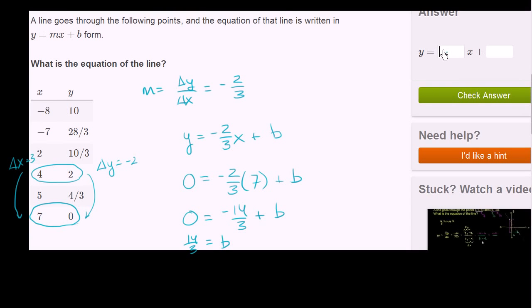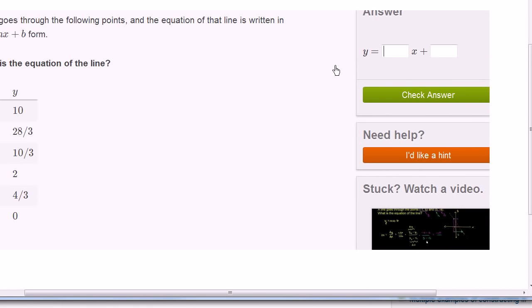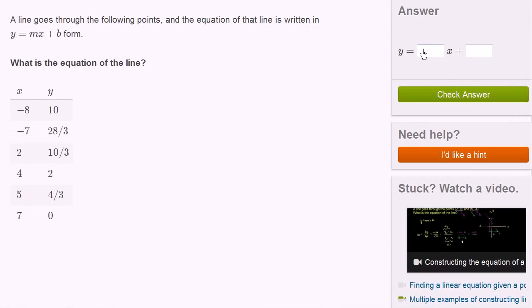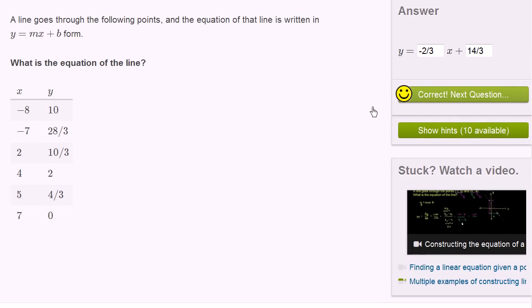So this is going to be y is equal to negative, let me go back to the other screen. So it's y is equal to negative 2/3 x plus 14 over 3. So let me do that. So y is equal to negative 2/3 x plus 14 over 3. Let's check our answer. We got it right.